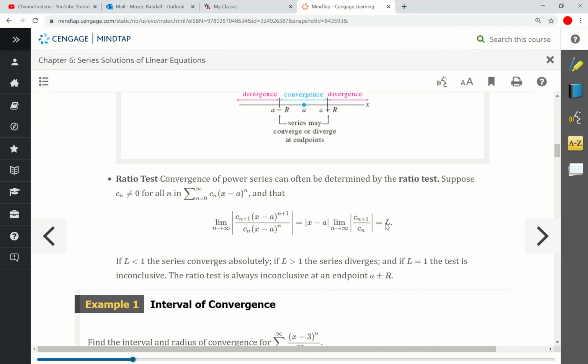This series will converge absolutely if L is less than 1, and it will diverge if L is greater than 1. And when L equals 1, the test is inconclusive, which demonstrates why it's always inconclusive at the endpoints.